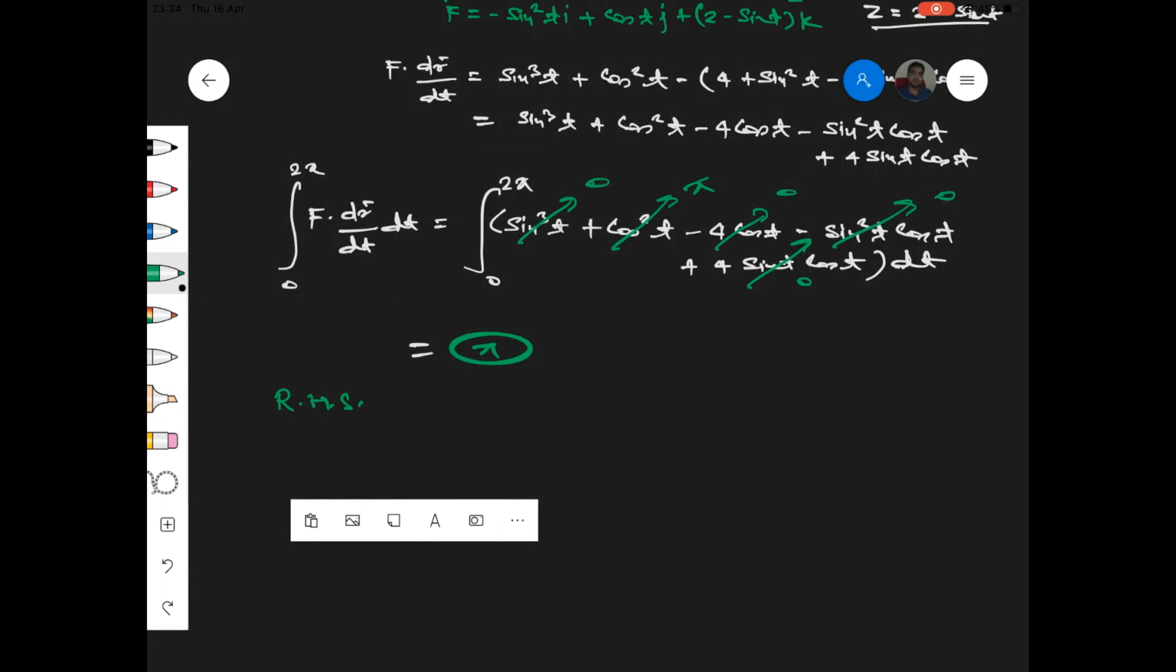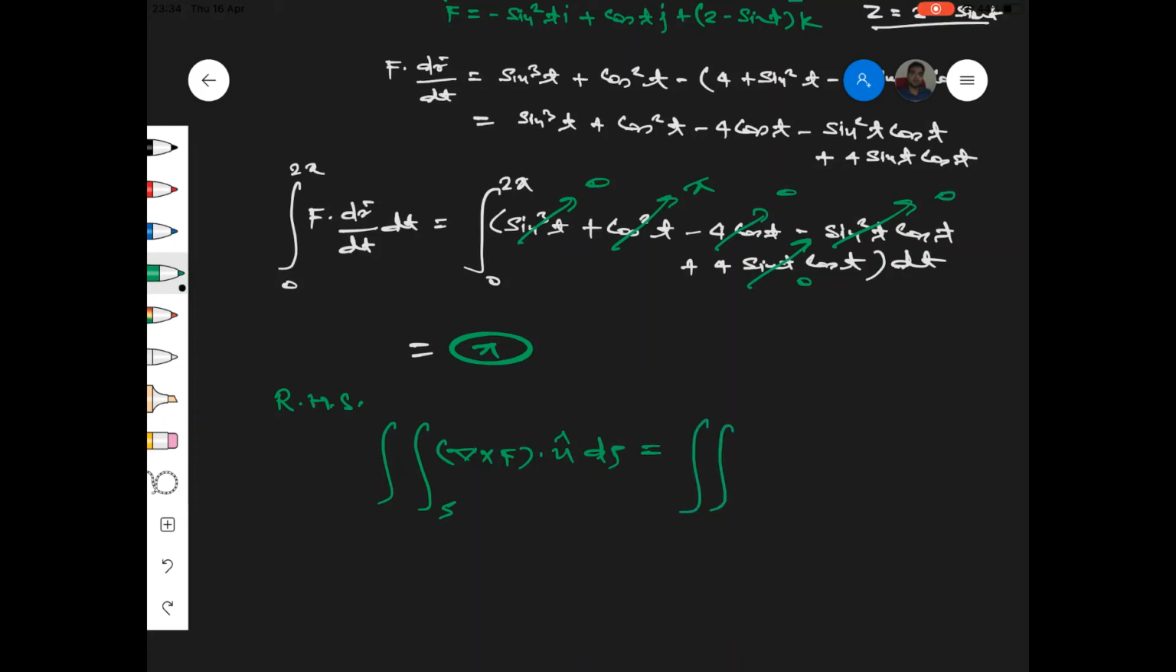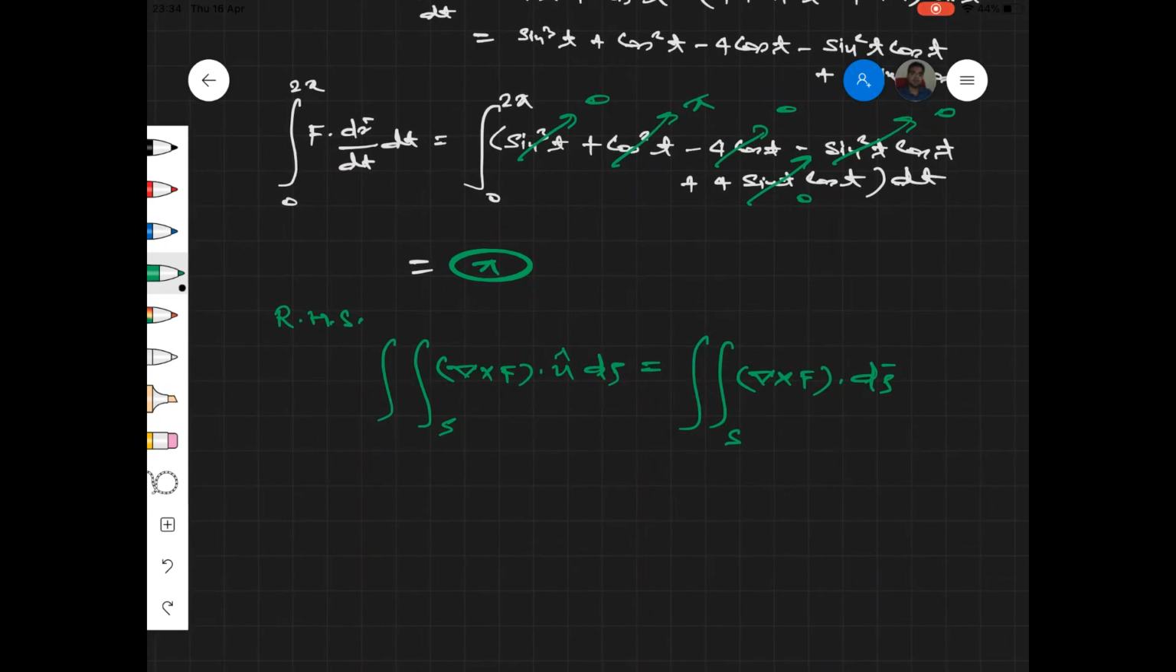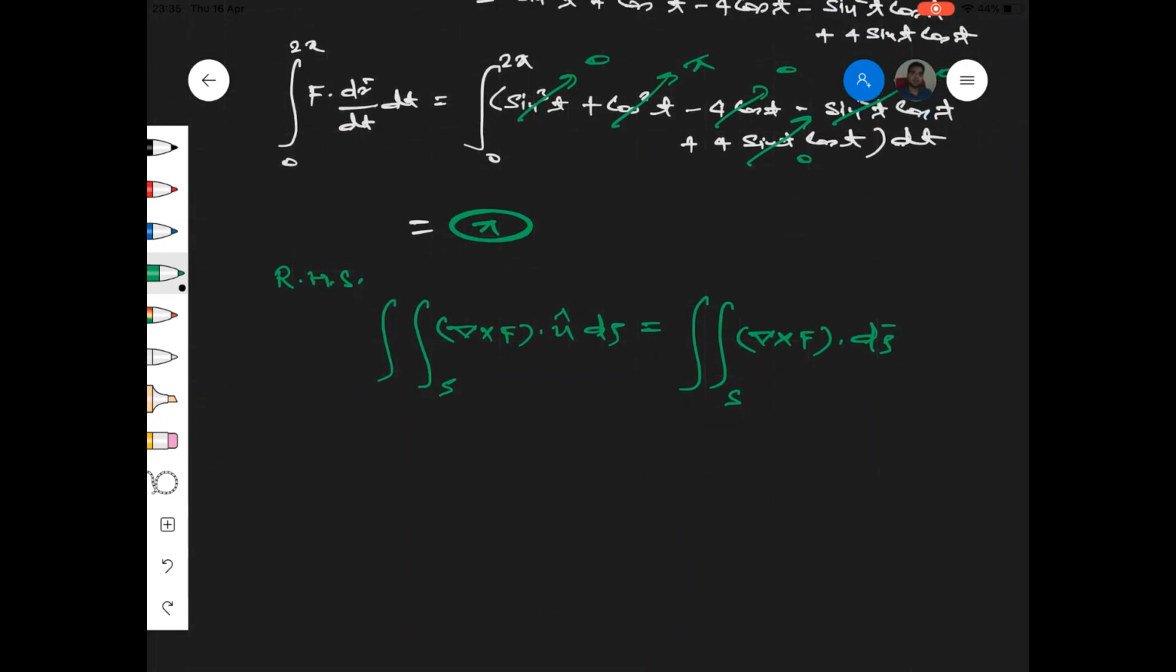Now let's try and evaluate the right hand side of the integral, RHS, which is the double integral of del cross f dot n cap d rho over the surface S. Here we should also note down, many times we write the same integral like this: double integral over the surface S del cross f dot d rho, and this time this d rho will behave like a vector. So it has these two kind of representations.